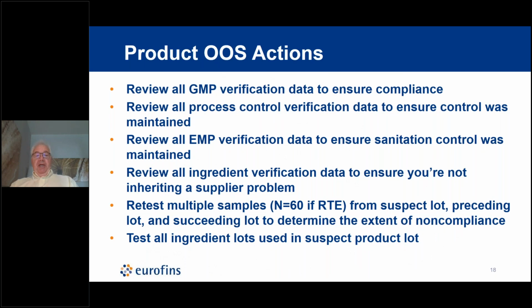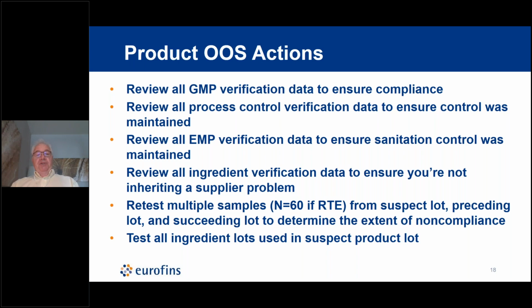Okay, with product out of spec, you are testing an end product, let's assume, and if it comes back out of spec, you have no information with that one single data point where in your process a failure occurred. Was it you inherited a supplier problem? Was it a process preventive control that wasn't working? Was it an environmental contamination event? Was it GMP failures? Was it sanitation? You're clueless.